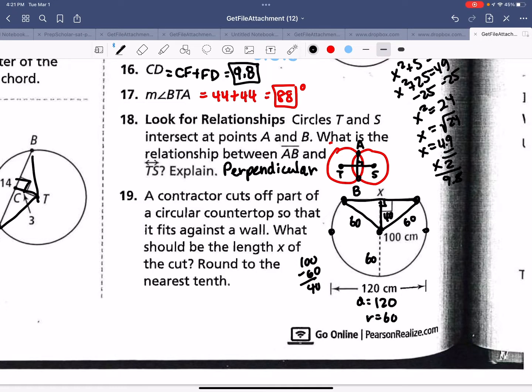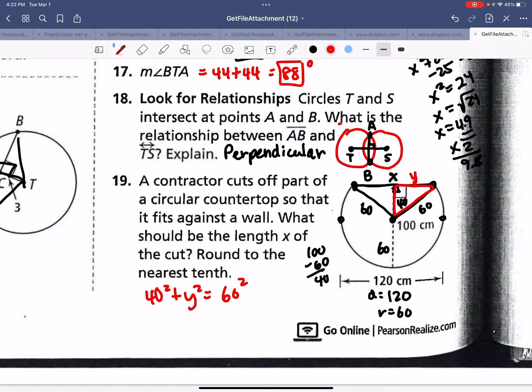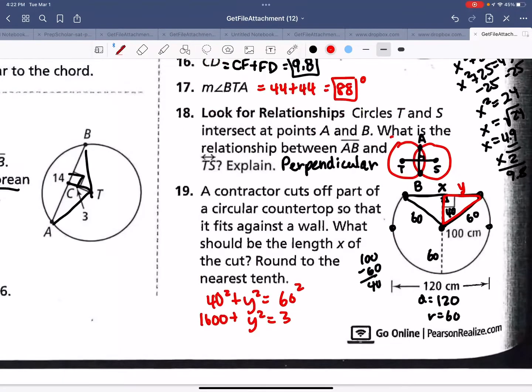And that's a 90-degree angle. So we're solving for X all the way across, but we're going to have to solve for Y first and then double it. So I have a triangle here. I'm going to say 40 squared plus y squared equals 60 squared. So that would be 1,600, 3,600. Oh, sorry, my Zoom started to not work. And it says round to the nearest tenth.